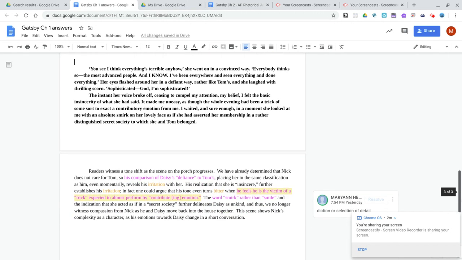The next passage is from the porch again. And here's Daisy kind of going off about what she's learned about the world. Okay, she's not happy with what she has learned.